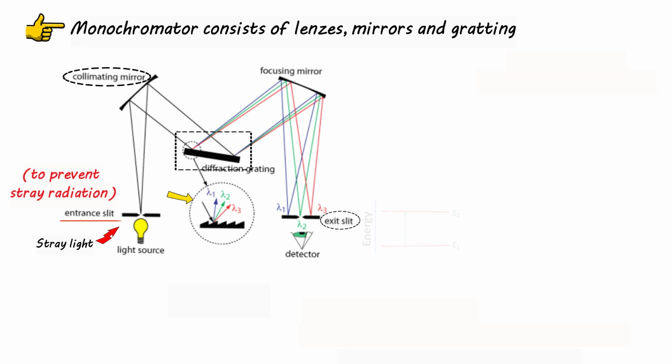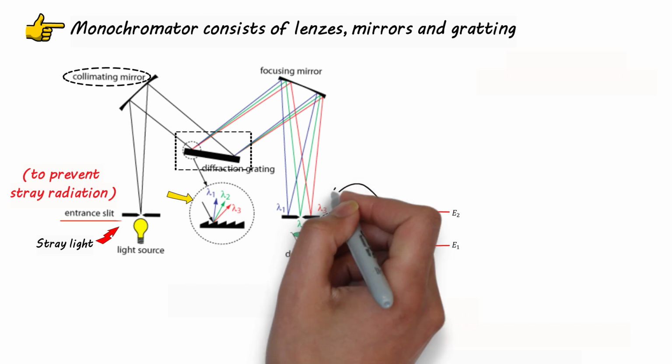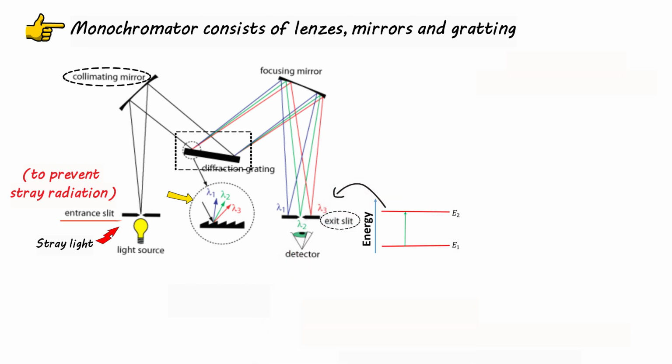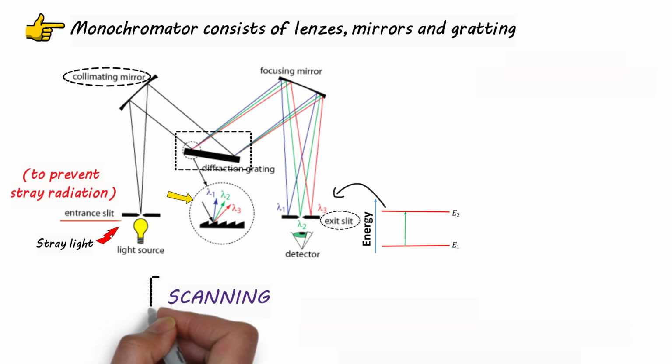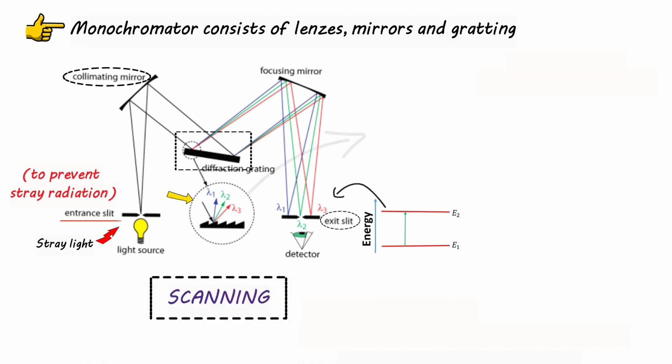If the energy levels in the sample or molecule are such that the gap between the levels corresponds to lambda 1 or lambda 3 wavelengths, then to get those desired wavelengths, the best way is to move the grating or tilt that diffraction grating. By tilting the diffraction grating, one can choose a desired wavelength of radiation for exciting a molecule. Such a process of choosing a desired wavelength for the excitation of a particular sample by moving the diffraction grating, we call scanning.